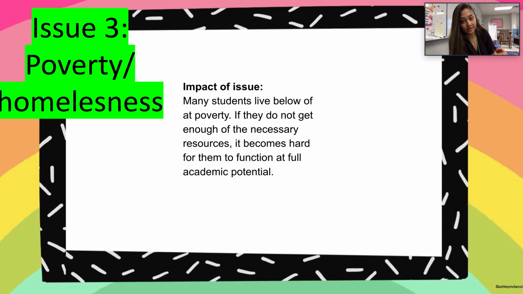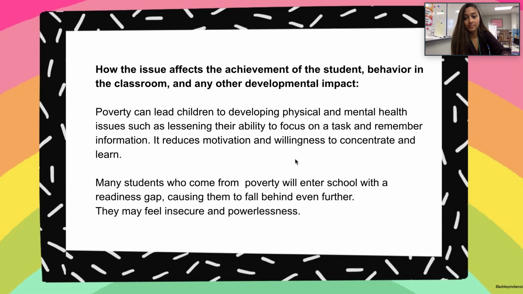We also see a lot of poverty and homelessness. So I think it was like 26% of students live at or below poverty. This means that they don't get enough resources that are necessary, and it becomes hard again for them to function at their full academic potential. Poverty can lead children to developing physical and mental health issues. This could include lessening their ability to focus on a task and remember information. It reduces motivation and their willingness to concentrate and learn throughout the day. Students who come from poverty will most likely enter with a readiness gap, causing them to fall even further behind, which is a lot considering, or now it could be a lot considering we even have that readiness gap due to COVID in our current situation. They also might feel insecure and powerless.